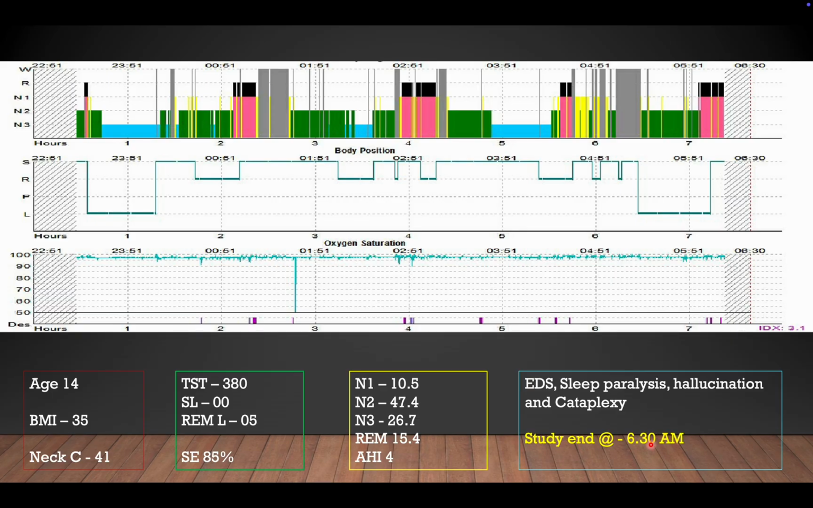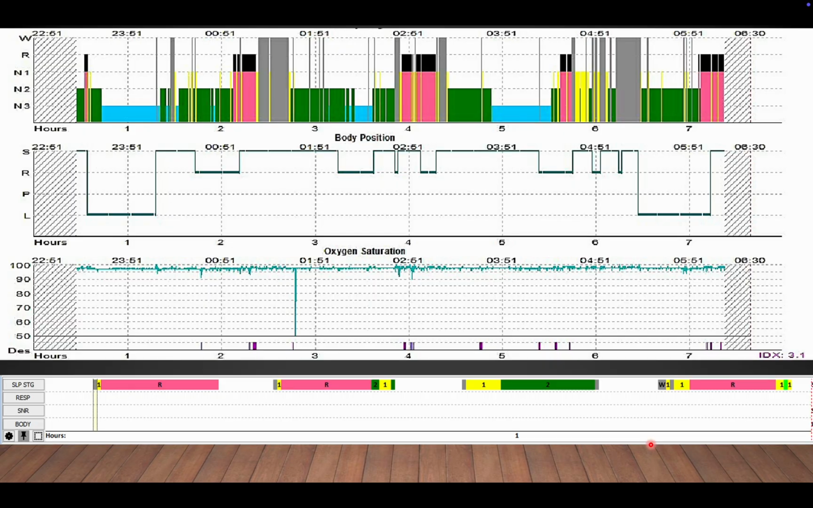The study ended at 6:30 a.m. So as we said, the first nap can be started as early as 8 a.m. or as late as 9:30 a.m. Now, this patient had REM sleep in the first nap, a SOREM in the first nap, a SOREM in the second nap, no SOREM in the third, and again a SOREM in the fourth nap.